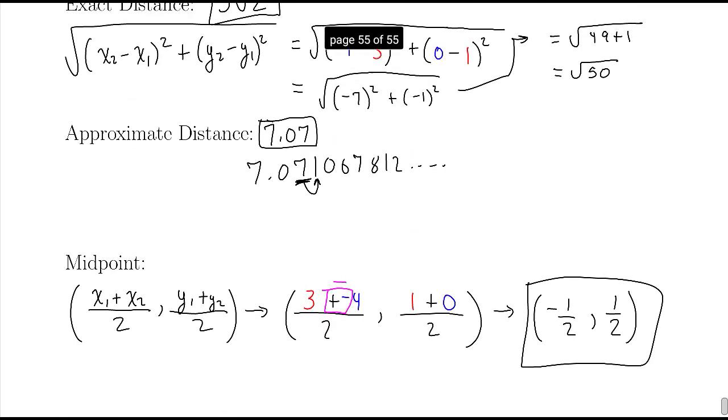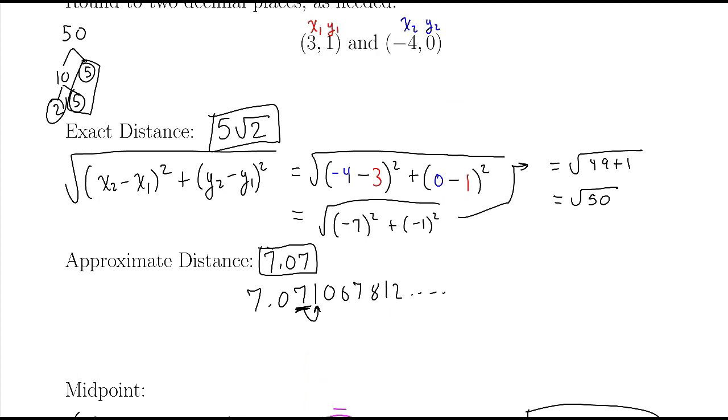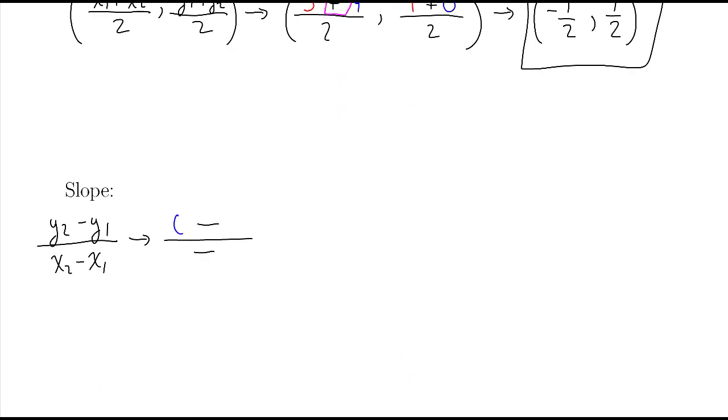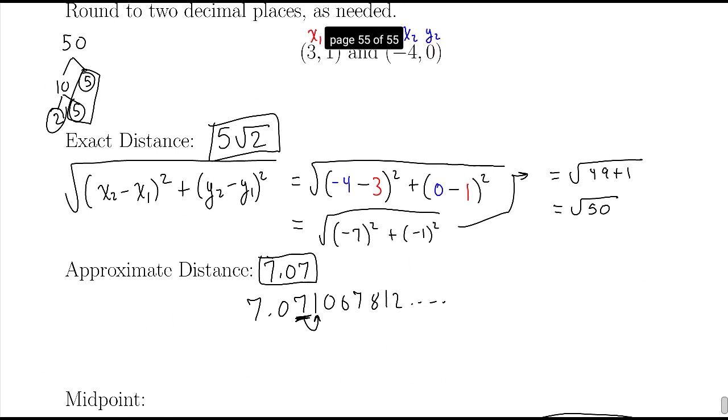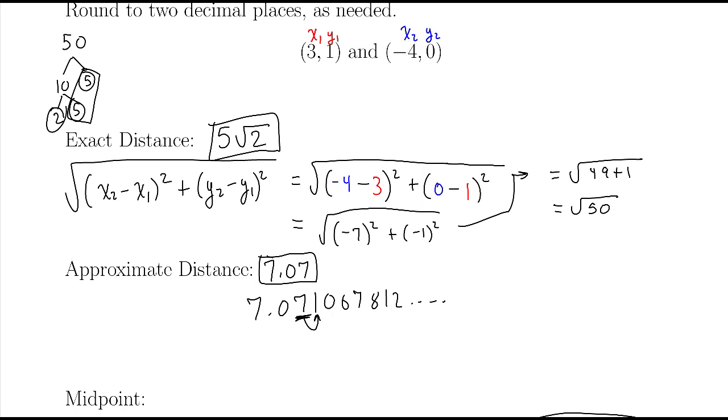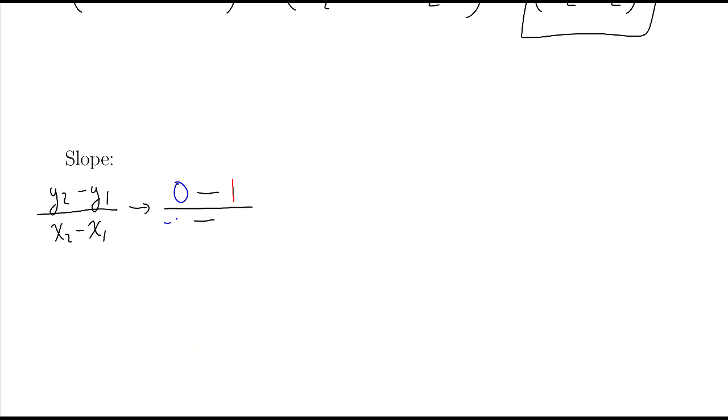Anyway, let's see. y2 is 0 and y1 is 1. Okay, x2 is negative 4 and x1 is 3. So negative 4 minus 3. Well, 0 minus 1 is negative 1. Negative 4 minus 3 is negative 7. Negative over negative is positive, so my slope is 1/7. Okay, there we go. Those would be the exact distance, the approximate distance, the midpoint, and the slope.